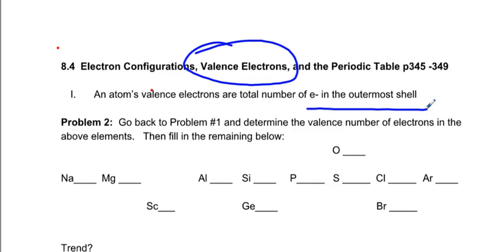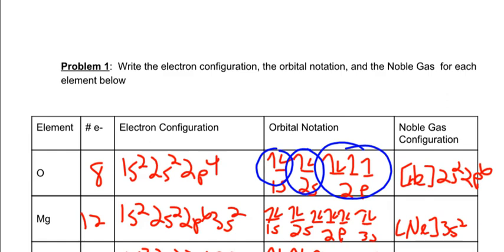Let's go that way. Problem number 2 says go back to problem number 1 and determine the number of valence electrons in the above elements. Then fill in the remaining below. So let's go back over here. We want the outermost electrons. So really the question is, can you count up to 7? Okay, let's see how you do. I'll use green. So what's your biggest number? 1, 2, or 2? Tough question. What do you get? I got 2.